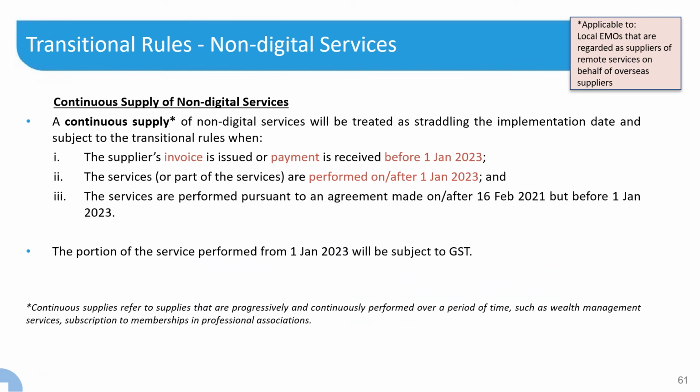A continuous supply of non-digital services will be treated as straddling the implementation date and subject to the transitional rules when: 1. The supplier's invoice is issued or payment is received before 1 January 2023. 2. The services or part of the services are performed on or after 1 January 2023. And 3. The services are performed pursuant to an agreement made on or after 16 February 2021, but before 1 January 2023. The portion of the service performed from 1 January 2023 will be subject to GST.